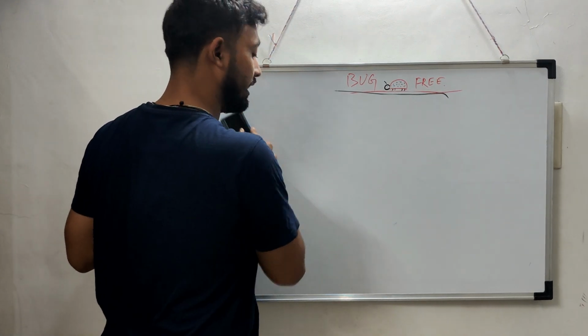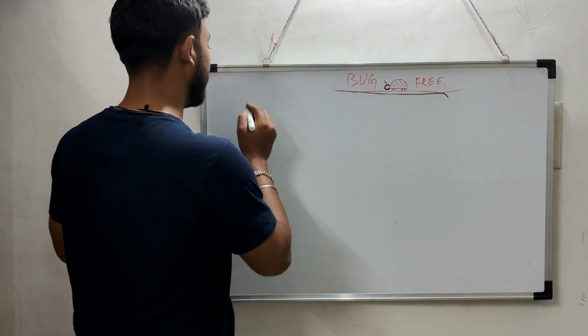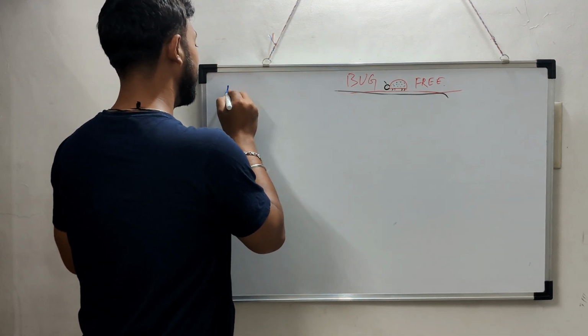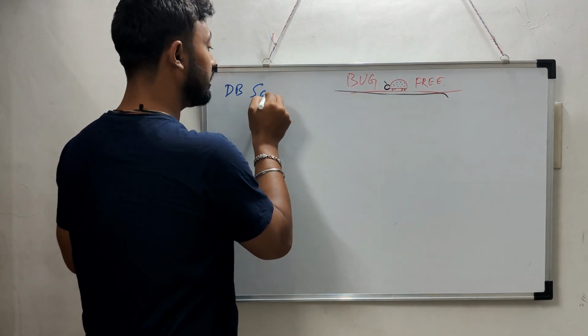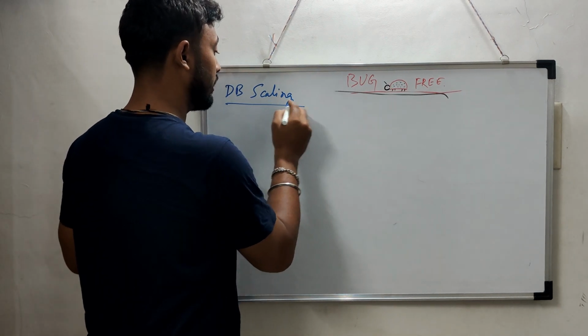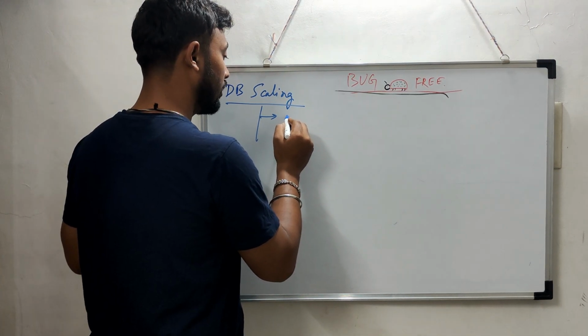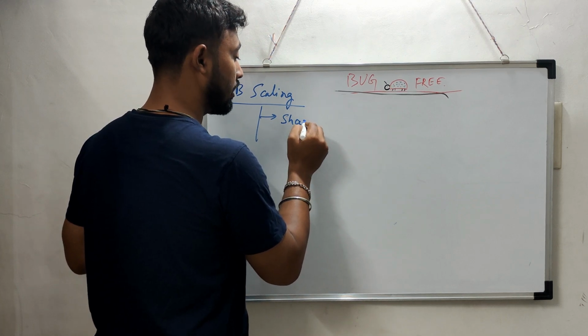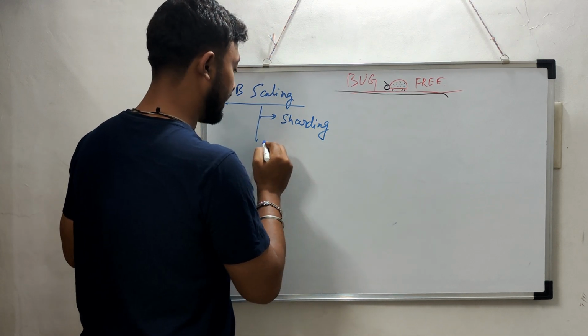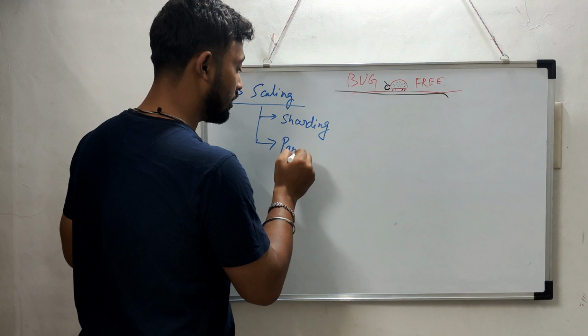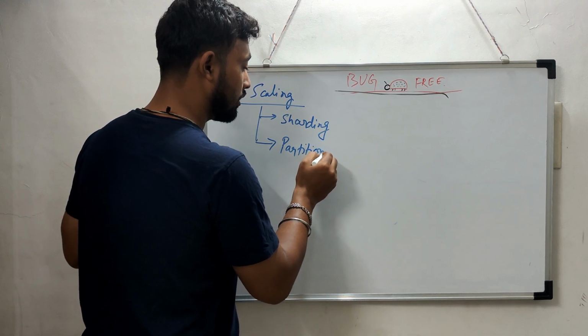So database scaling here happens in two ways, right? DB scaling happens in two ways. First one is called sharding, and second one is called partitioning.